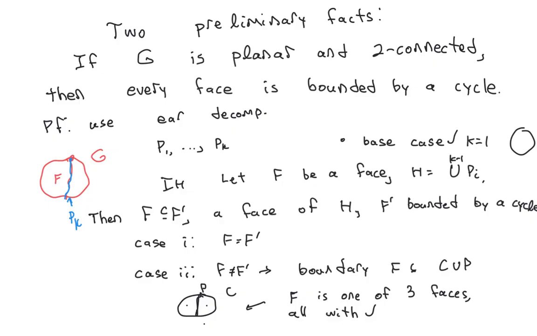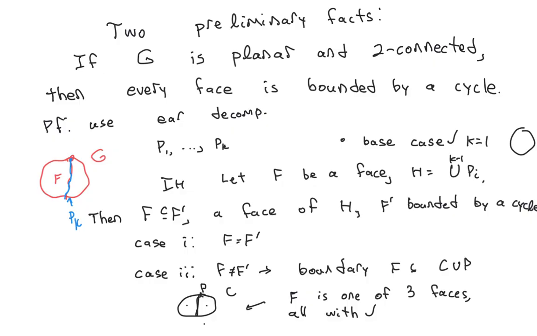And so we have two cases. The first case is this drawing was drawn poorly and this blue path is not part of F at all. So F is equal to F prime. In that case, there's nothing to show because we still have the same boundary. So the interesting case is when F is not equal to F prime, so exactly what we have pictured.